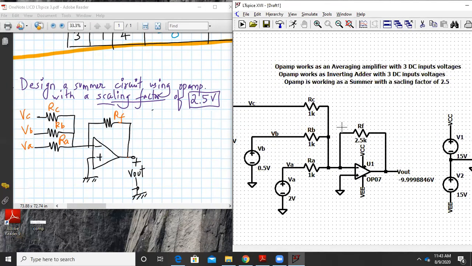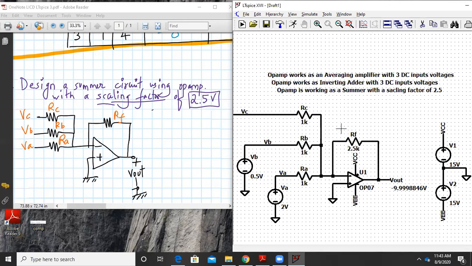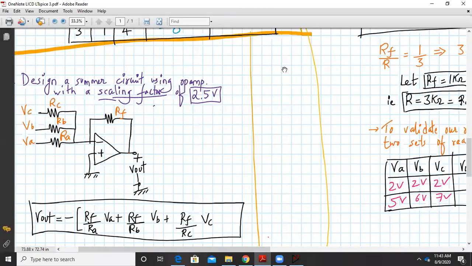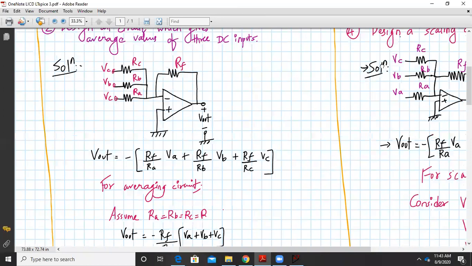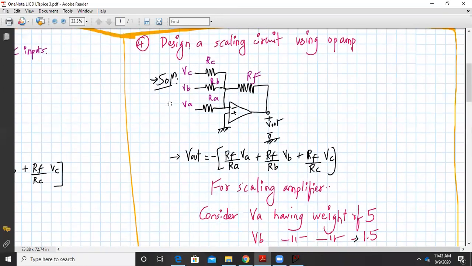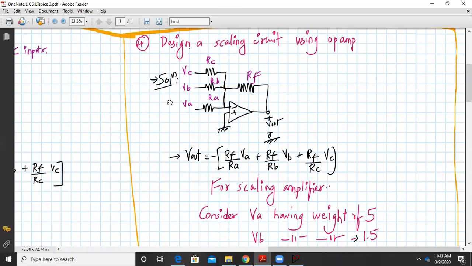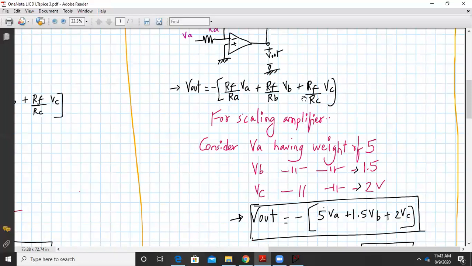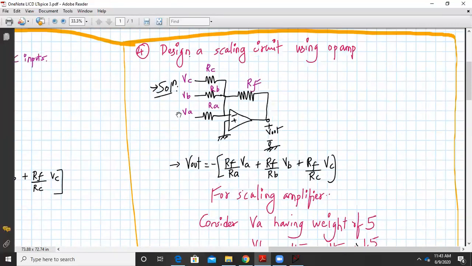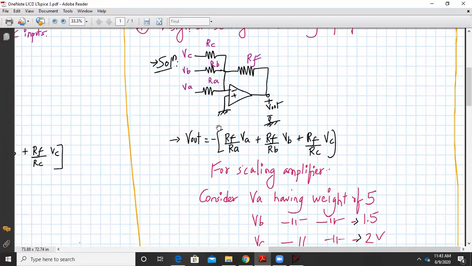Okay. So far the same op-amp circuit worked as an inverting adder, and it worked as an averaging amplifier, and now the op-amp is working as a summer circuit with a scaling factor of 2.5. So far so good. Let us go back to the code design. Design number 4 is design a scaling circuit using op-amp. So we have to design a scaling circuit, and this is the same circuit which we have considered, with the inputs VA, VB and VC.